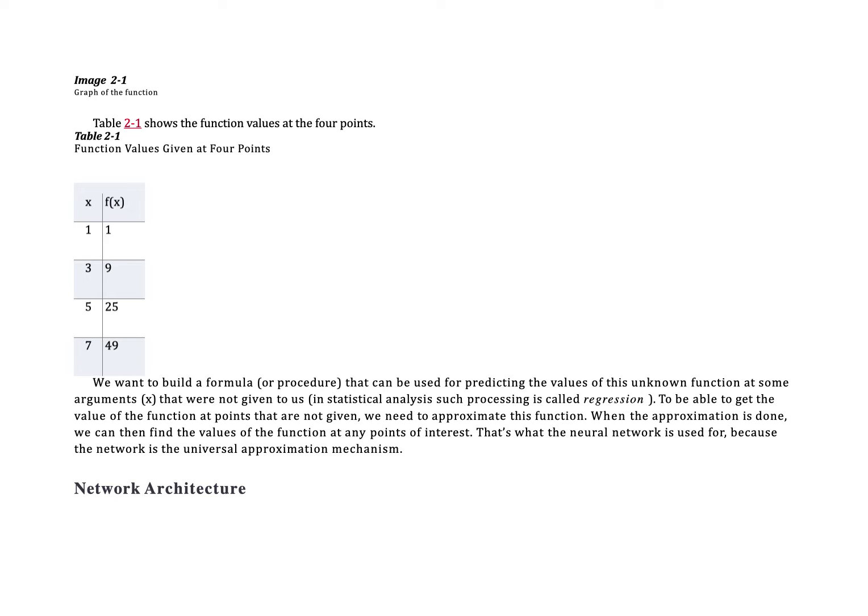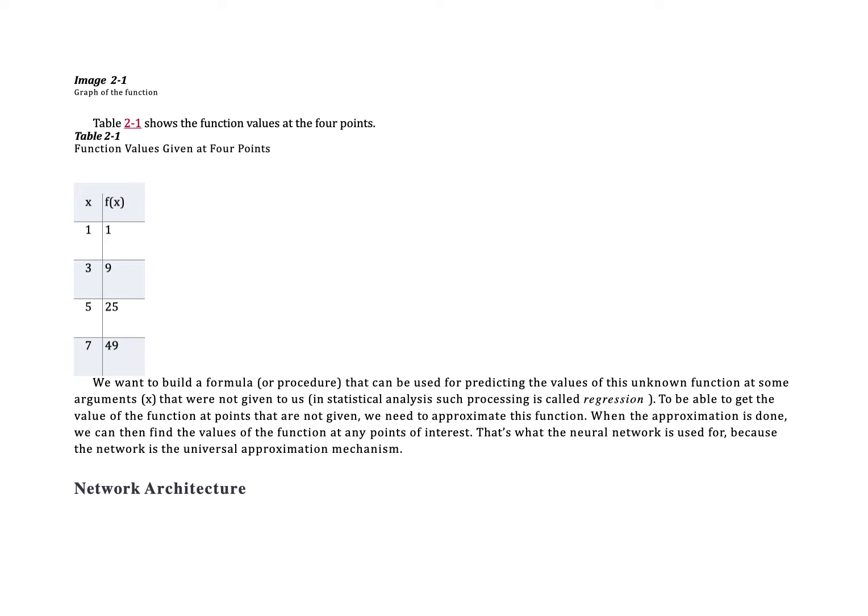To be able to get the value of the function at points that are not given, we need to approximate this function. When the approximation is done, we can then find the values of the function at any points of interest. That's what the neural network is used for, because the network is the universal approximation mechanism.